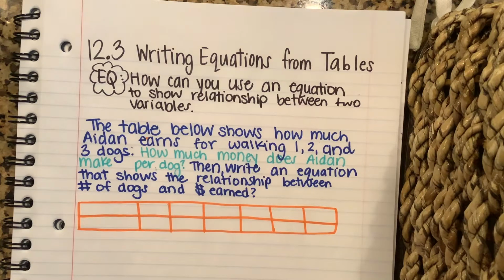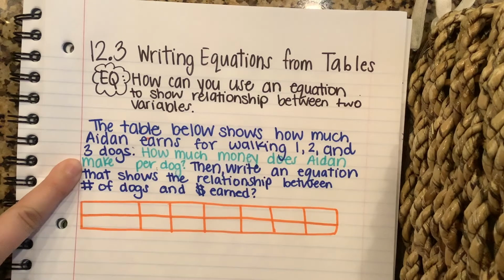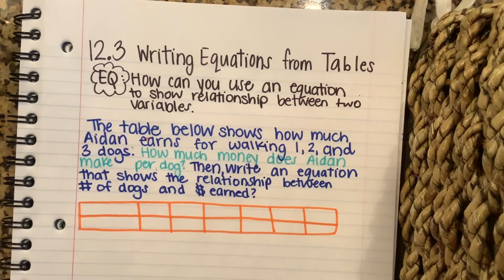And let's look at our first problem. I recommend that you pause the video and get this written down first, and then go back and play it and we'll work through it together. So our first problem: the table shows how much Aiden earns for walking 1, 2, and 3 dogs. How much money does Aiden make per dog? That's the first question this problem is asking us to solve. Then write an equation that shows the relationship between the number of dogs and money earned.